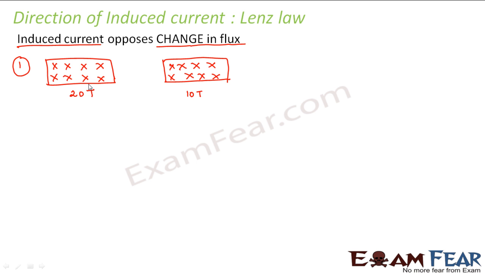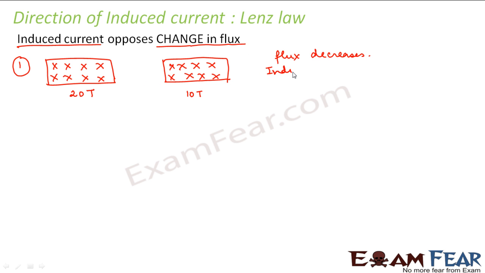The first question is whether there will be a current induced. The answer is yes, because since the magnetic field is changing, there is a change in flux. And what is the change? The flux is decreasing. So the change is the decrease in flux. This decrease will result in an induced current because there is a change in flux involved. Now what will that induced current try to do? The induced current will also have a flux of its own, right? So that flux will basically try to oppose this decrease, right?